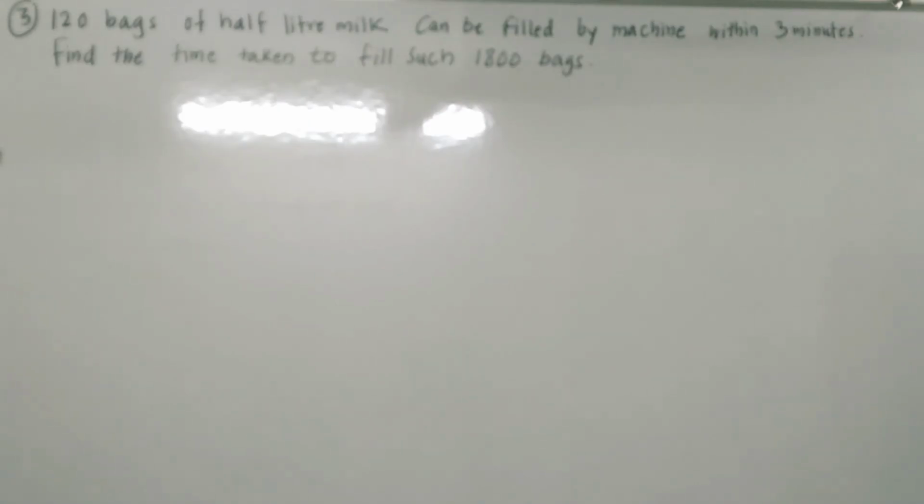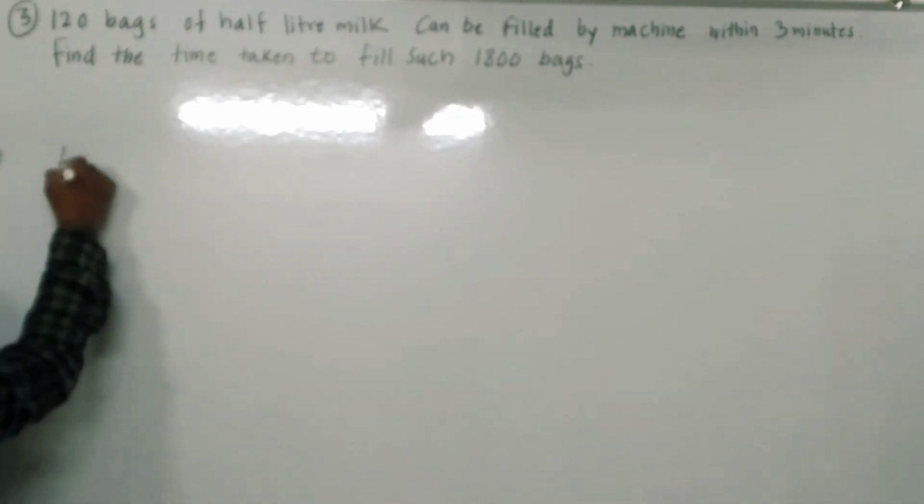Example: 120 bags of half liter of milk can be filled by a machine within 3 minutes. Then find the time taken to fill such 1800 bags. Now if you see here, 120 bags can be filled in 3 minutes. If the bags are increasing, here 1800, the time is also going to increase. So both the quantities are increasing. So this example is based on direct variation.